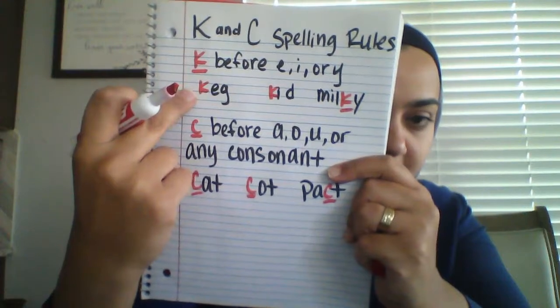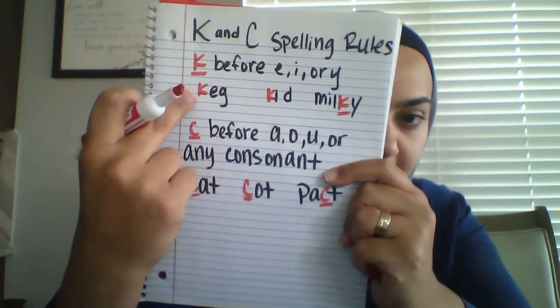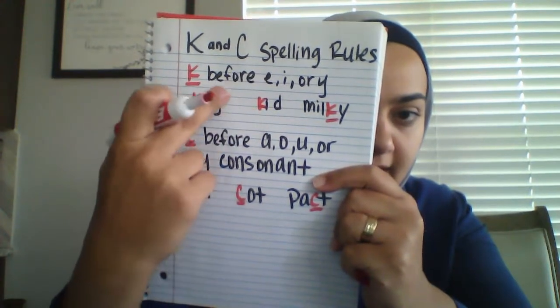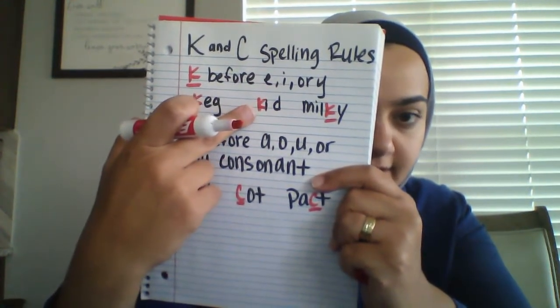What comes after the K here? An E. The k sound, an E. So we know you spell it with a K. What comes after the k sound here? An I, right? It says I here. So we know that you spell the k sound with a K.